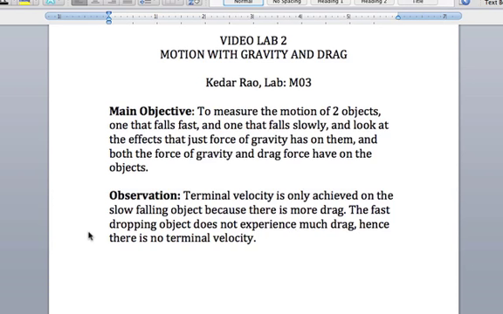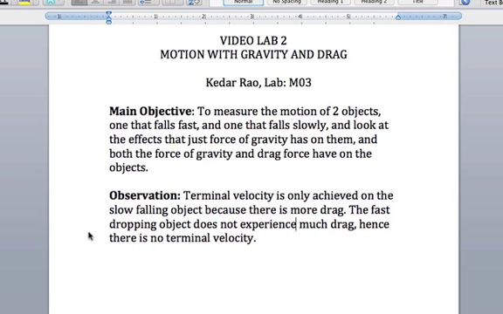This is my second video lab, and it is motion with gravity and drag. The main objective for this lab is to measure the motion of two objects, one that falls fast and one that falls slowly, and look at the effects that just the force of gravity has on them, and both the force of gravity and the drag force have on the objects.